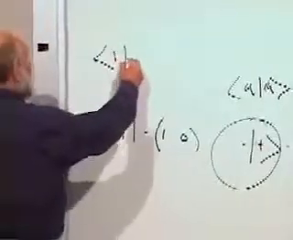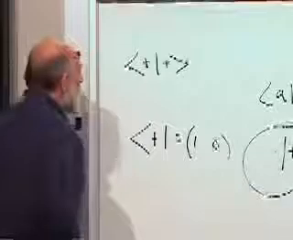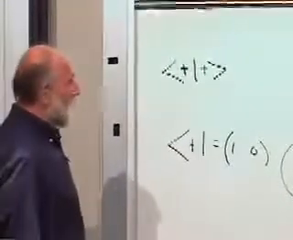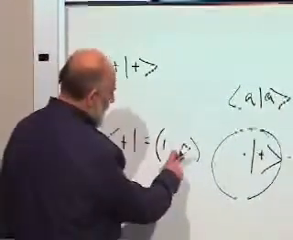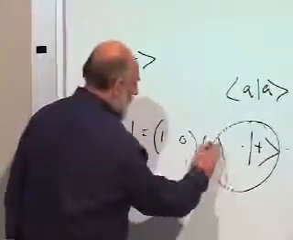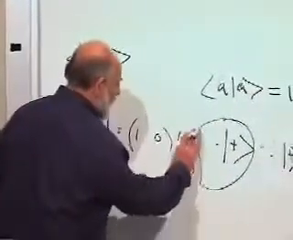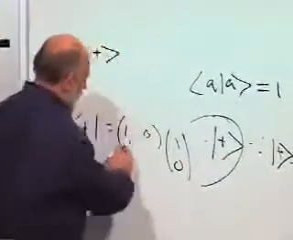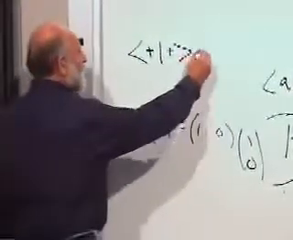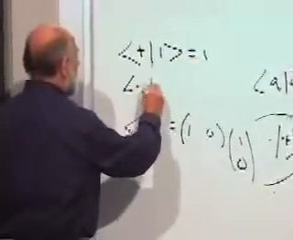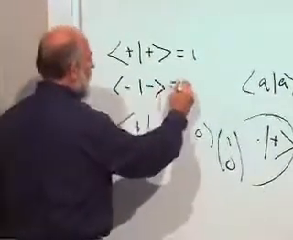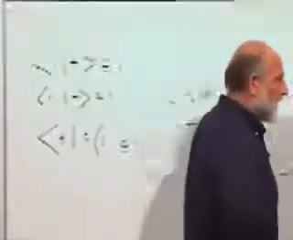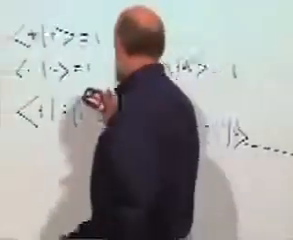Okay, so here's a little exercise. What's the inner product of the plus vector with itself? 1, because it's just multiplying 1, 0 times 1, 0. 1 times 1 is 1. So this is 1. What about minus minus? Also equal to 1. What about the inner product of plus with minus?